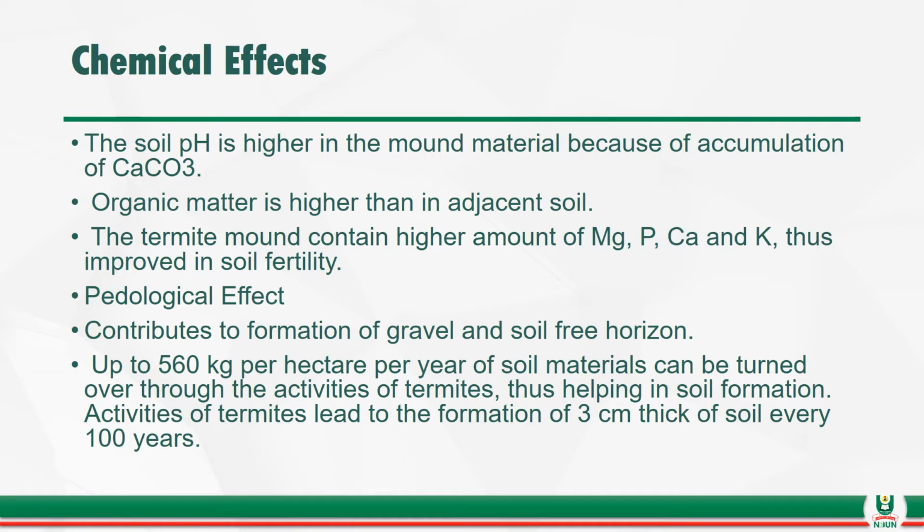Chemical effects. The soil pH is higher in the mound material because of accumulation of calcium carbonate. Organic matter is higher than in the adjacent soil. The termite mound contains higher amounts of magnesium, phosphorus, calcium, and potassium, thus improved soil fertility.